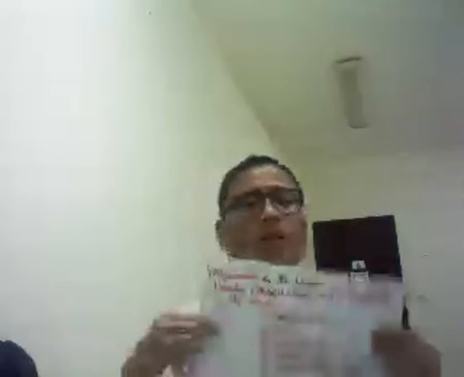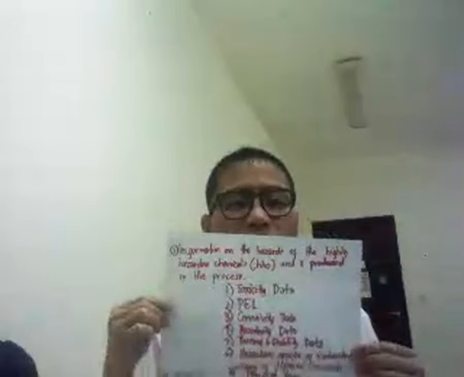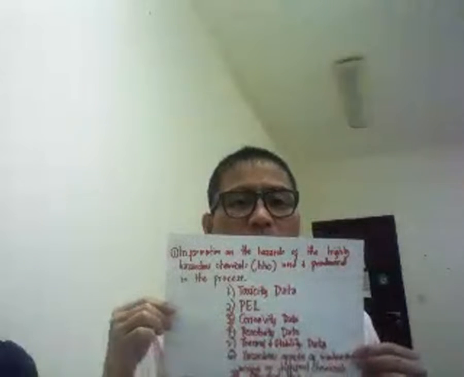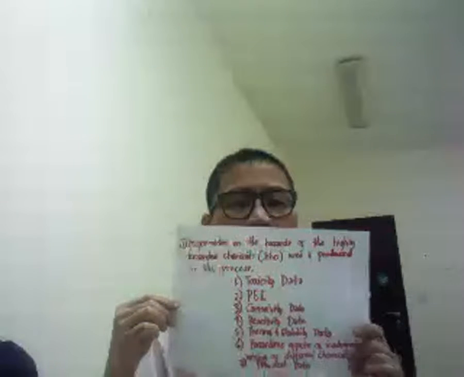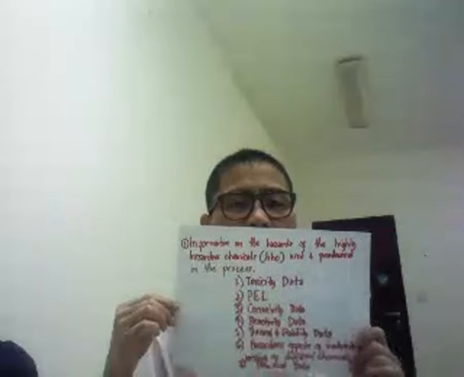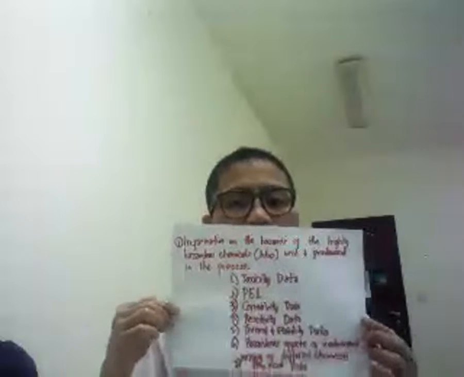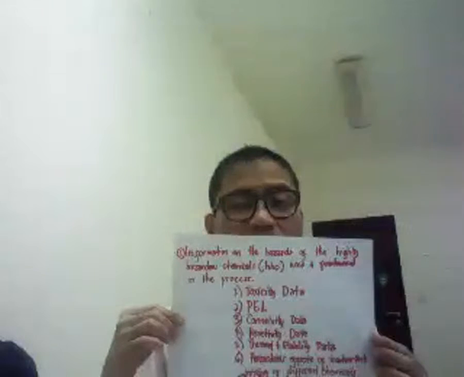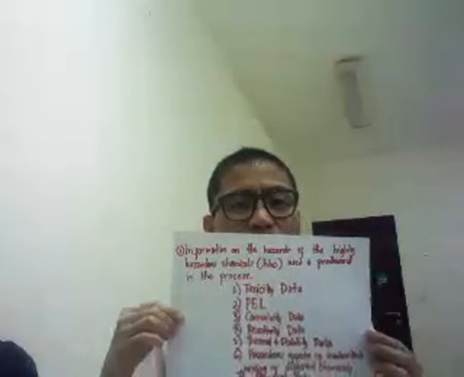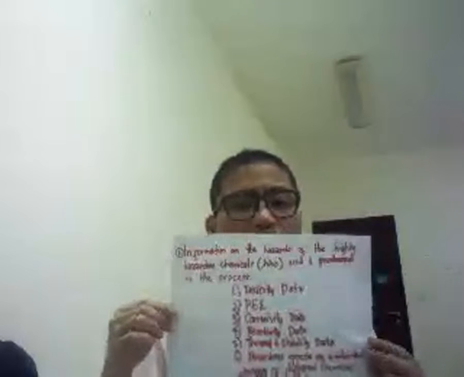First, the information on the hazards of the highly hazardous chemical substances used and produced in the process. We have the toxicity data, the permissible exposure limit or PEL, corrosivity data, reactivity data, thermal stability data, and the hazardous effects of inadvertent mixing of different chemicals, and then the physical data. Recap only.